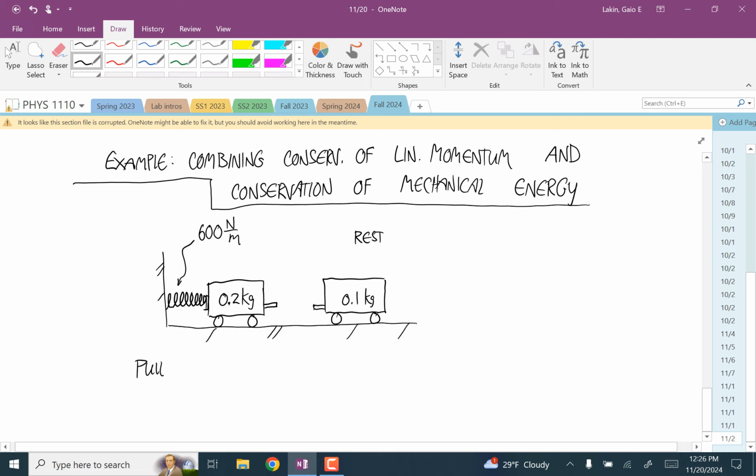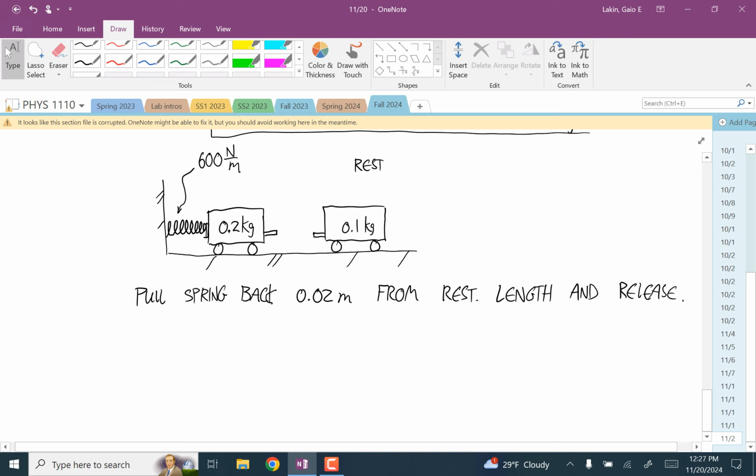So we're going to pull the spring back 2 centimeters, 0.02 meters from its resting length. And release. And the question is, how fast will the two carts be moving once they collide and latch?